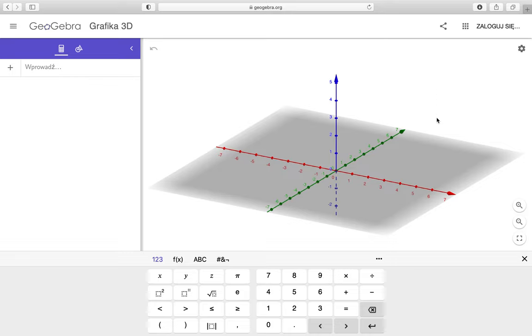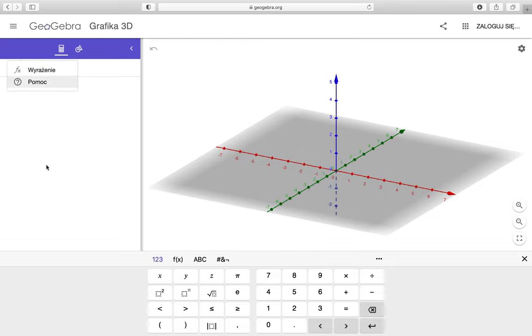Okay, look, here we have coordinate space, but in three dimensions. So we have three axes. Let me first show you axis X. Look, this is this green axis over here. If you put x equals zero, it actually draws you a plane created by this axis. Remember, we are now in three dimensions.